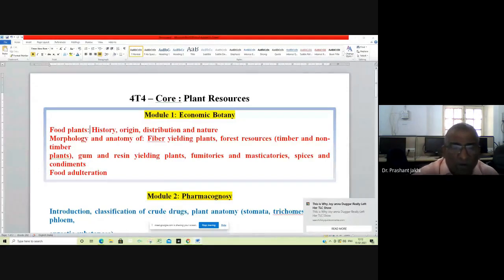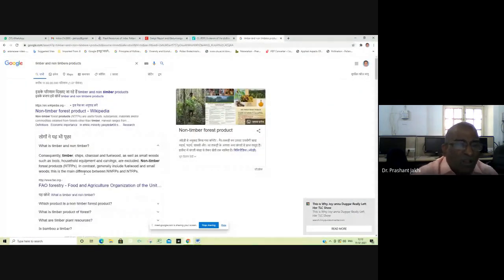products. So what is timber and non-timber? Consequently, timber, chips, charcoal, fuel wood, as well as small wood such as tools, household equipment, and carving are excluded. Non-timber forest products, that is NTFP, in contrast, generally include fuel wood and small wood. This is the main difference between NWFP and NTFP. NW means non-wood forest product, and NTFP means non-timber forest product. So non-timber and timber forest products. So which product is non-timber forest product?